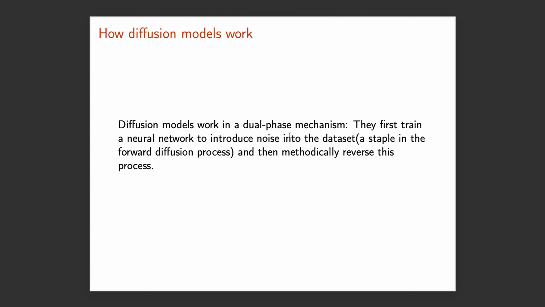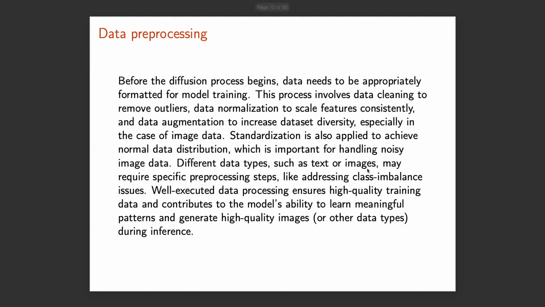First, we train a neural network to introduce noise into the data set. And then we methodically reverse this process. So it's basically a two-step process. And I'm going to outline what it means.